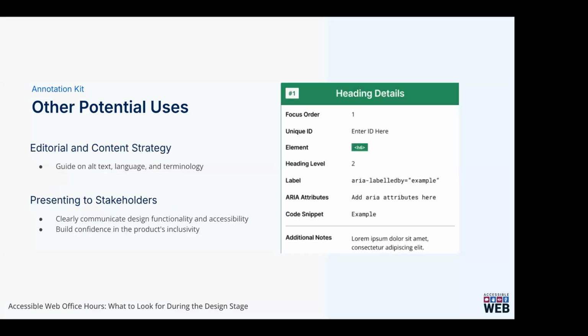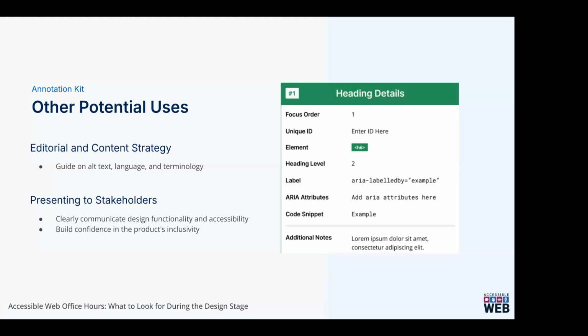Beyond visual design, annotations can play a crucial role in editorial processes. For instance, marking where specific alt text is required, suggesting accessible language for labels, or even guiding the use of consistent terminology across a product. This attention to detail ensures that content is inclusive and accessible from the start.